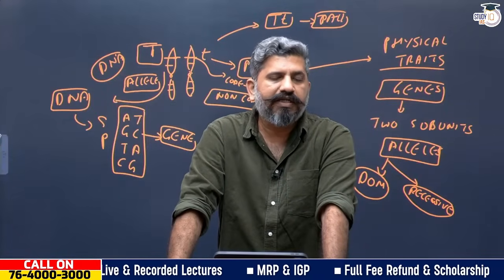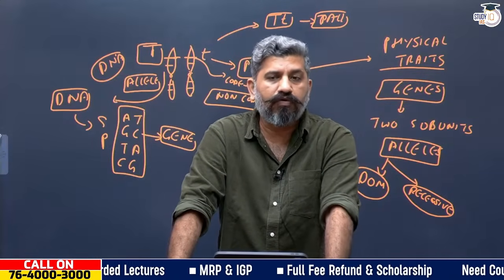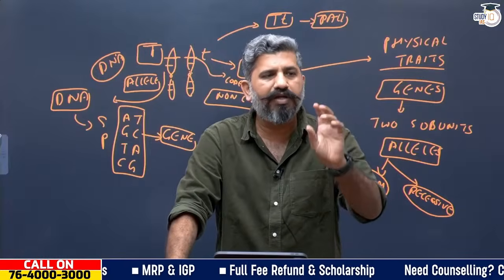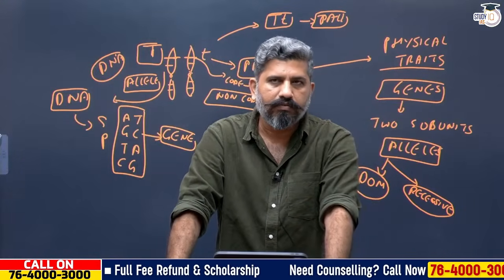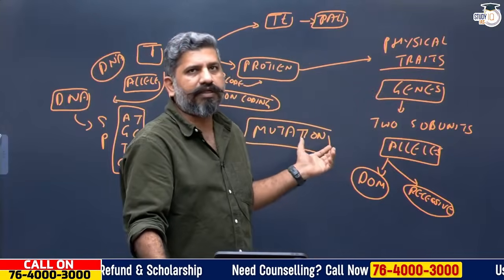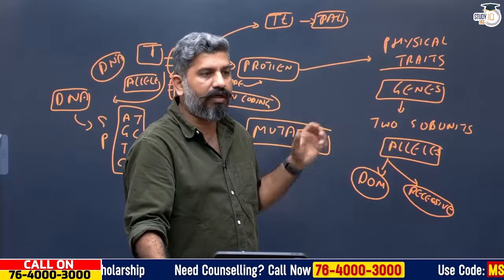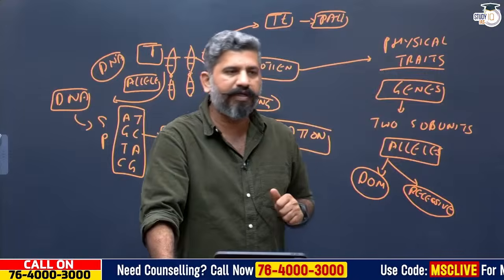So mutation is said to be what? A very important source of new genetic material. In recombination, new genetic material is not being produced. Just a new combination is being produced. Here, all of a sudden, a new genetic material is being produced by the mutation. A new kind of allele is going to be present.